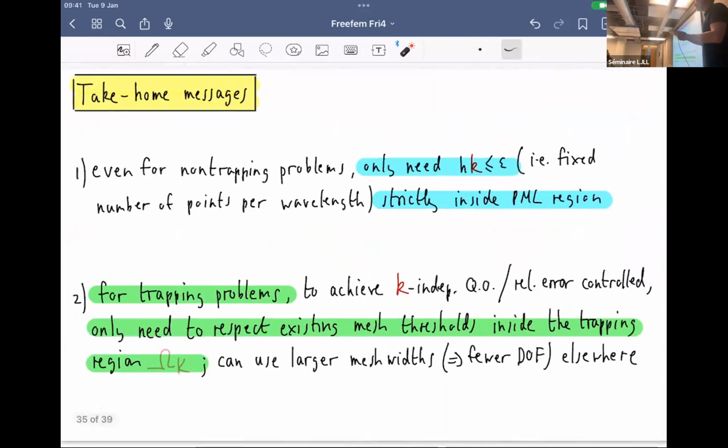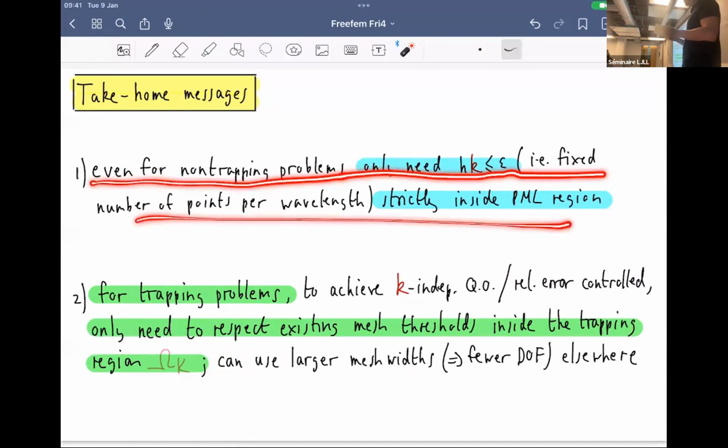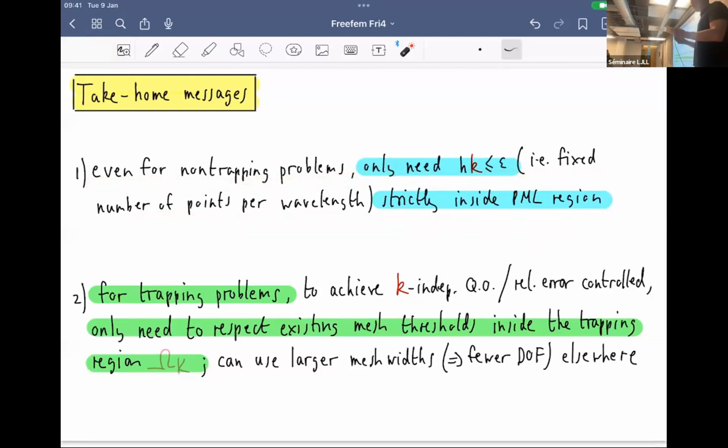Okay, so that's the end of the talk. But there are two take-home messages practically for the FEM practitioners in the audience. Even for non-trapping problems, you only need to take a fixed number of points per wavelength strictly inside the PML region, right? I talked about how our theory was designed for the trapping, but even if you have a non-trapping problem, we prove this. So you can start right now. Don't respect the pollution effect inside the PML region. And there'll be some microscopic savings everywhere around the world after this talk goes live.